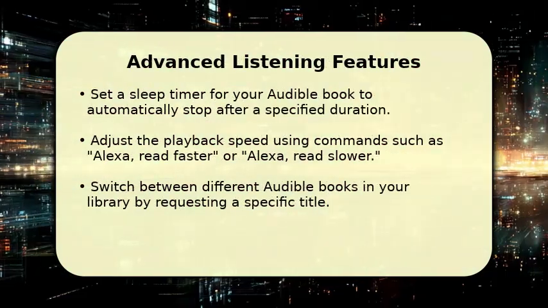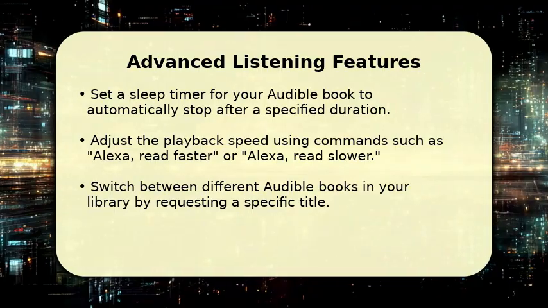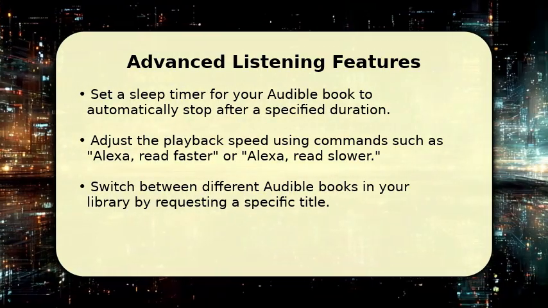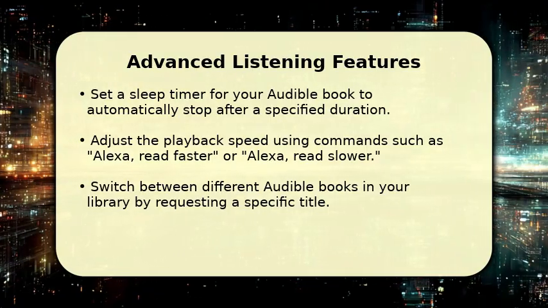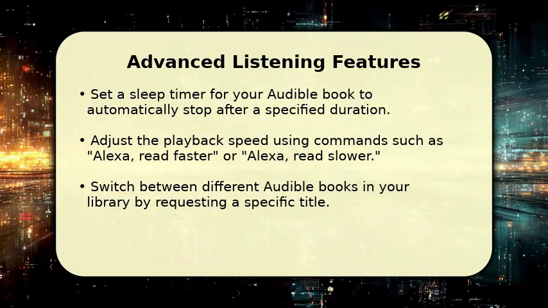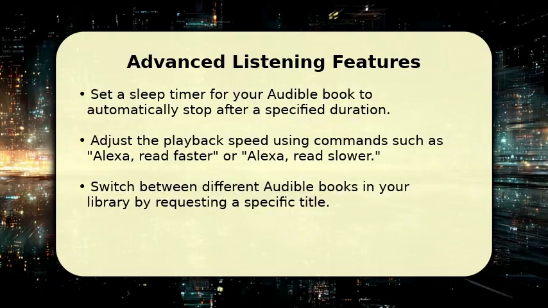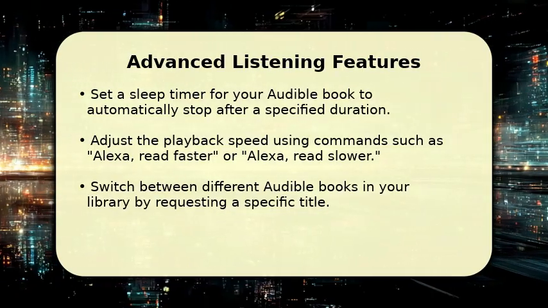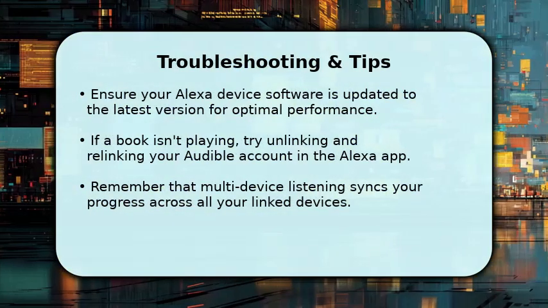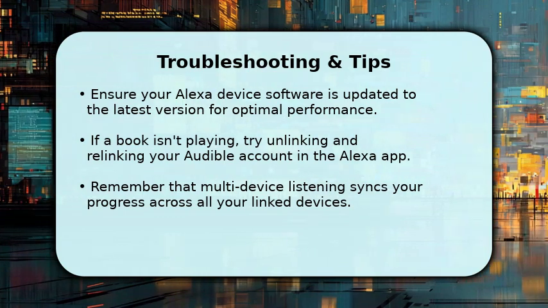For an even more tailored experience, Alexa offers several advanced listening features. You can set a sleep timer by saying, "Alexa, stop in 30 minutes," which is perfect for winding down. If you prefer a different pace, simply ask Alexa to read faster or read slower, and she will adjust the narration speed for you. You can also dive into another book by saying, "Alexa, play the book title," and she will switch seamlessly.